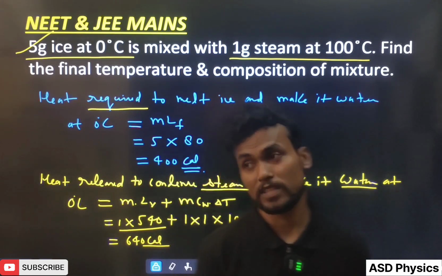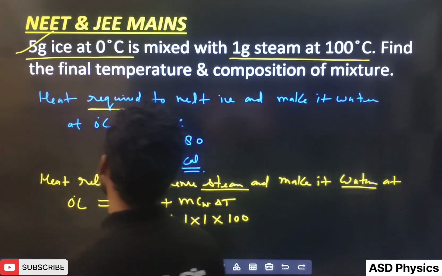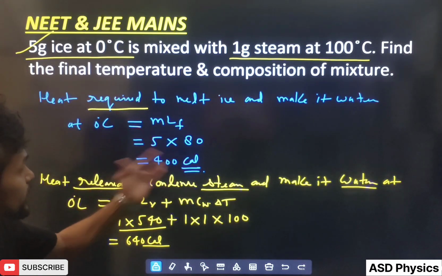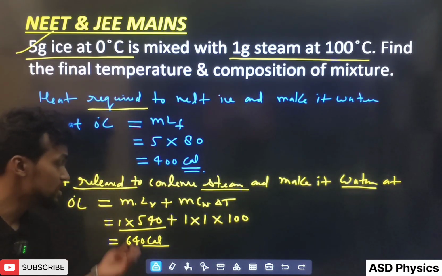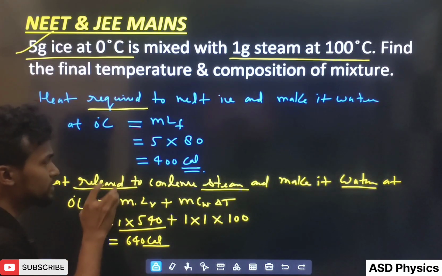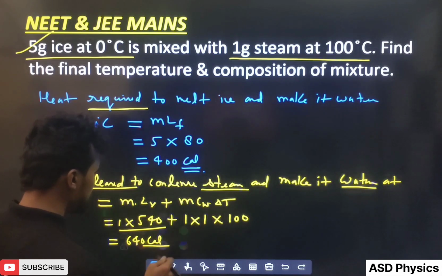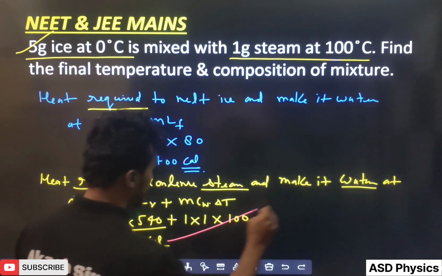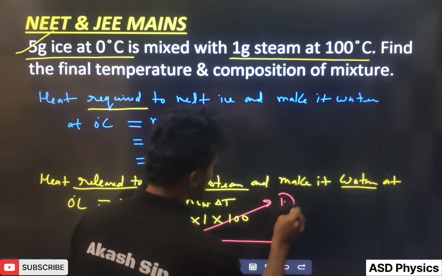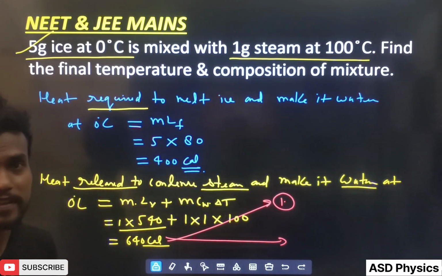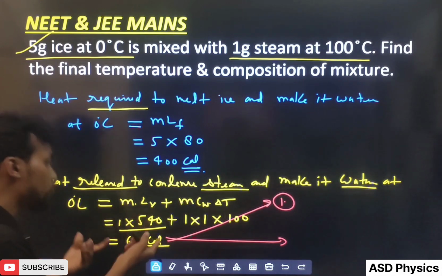Now use your logical brain. Think, students: how much heat is required? 400 calorie is required to melt ice. But how much heat is released? 640 calorie. So you can see very well, our requirement is less, but release is more. That means this heat will go into two parts. The first part will be this 400 calorie, and how much is left? This 240 calorie will be left.